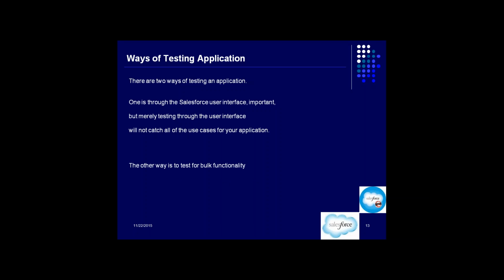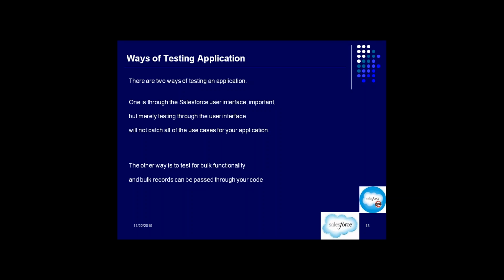Alright. So the first is to test whatever you are trying to test on the user interface. It happens for a particular record, it works okay, absolutely fine. The other way is to test for bulk functionality, where bulk records can be passed through your code. So in this particular test, you try to pass multiple records through that test and see if your Apex code is behaving properly and giving the expected result or not.